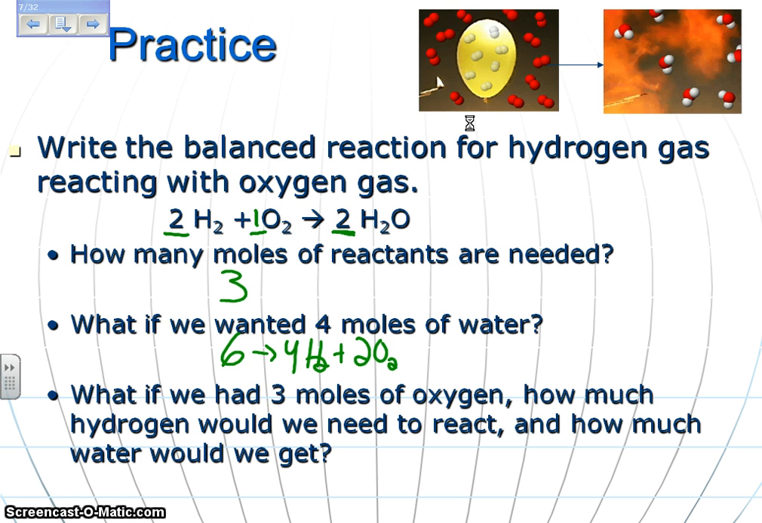If we had 3 moles of oxygen, how much hydrogen would we need to react? And how much water would we get? Well, if we tripled the amount of oxygen, we would need to triple the amount of hydrogen. So you would need 6 moles of hydrogen, and we would get triple the amount of water. We'd end up with 6 moles H2O. Now, we're just doing easy ratios in our heads for this, but let's look at a little bit more complex practice problem.